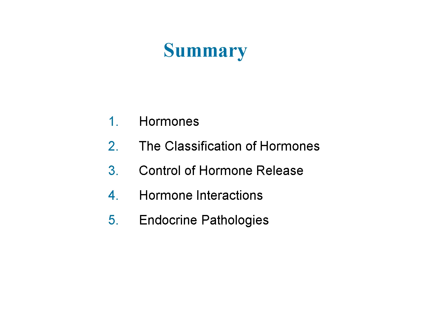We then explored how hormone release is controlled, emphasizing feedback loops and the hypothalamic pituitary axis. Hormone interactions, including synergism, permissiveness, and antagonism, demonstrated how hormones can work together or oppose each other. Lastly, we reviewed endocrine pathologies, highlighting conditions of hypersecretion and hyposecretion and their physiological consequences. Understanding these key concepts provides a foundation for appreciating how hormones maintain balance and influence health.